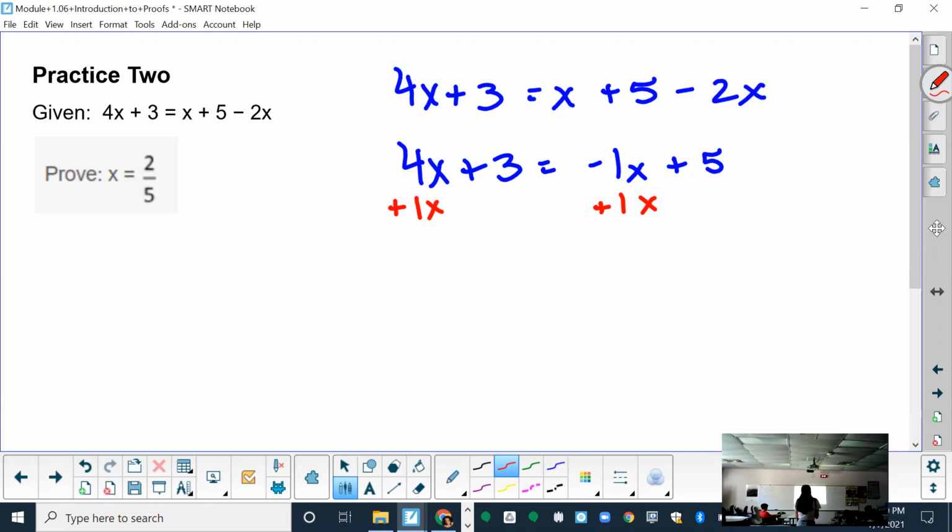So on the left side, we have 4x plus 1x, which is 5x. On the right side, that cancels out to 0, so I just have the 5. Now we want to isolate the x. So to do that, you're going to undo what's being done and always start with what's farthest away from the x. So would I get rid of the 5 or the 3 first?